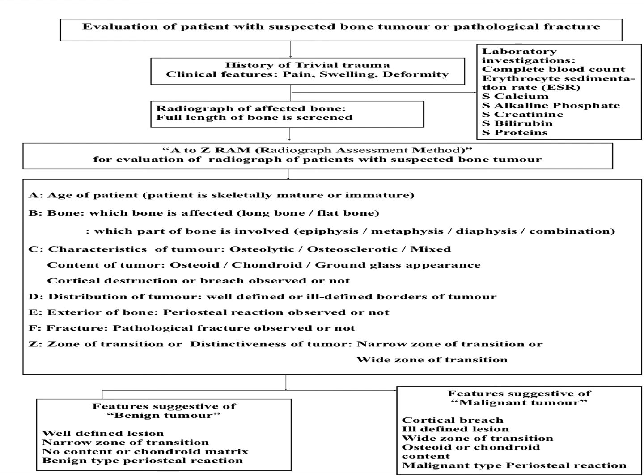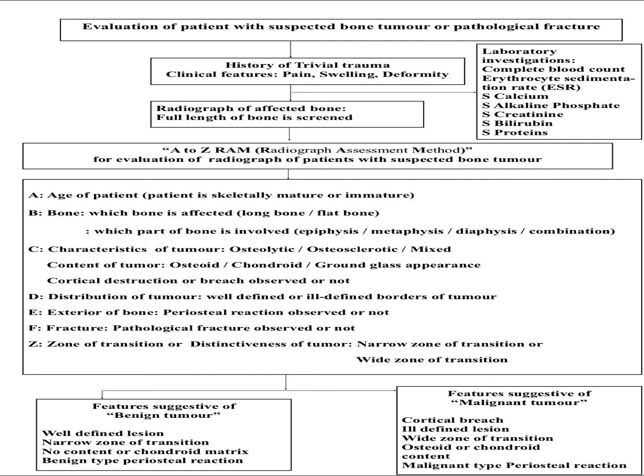So if we are evaluating a patient with a suspected bone tumor or pathological fracture, first it is important to ask the history. So whether there is a history of trivial trauma; clinical features in any bone tumors include pain, swelling, and deformity. This is followed by a radiograph of the affected limb, and an important point is to get a full length radiograph of the bone which is affected. So if it's the distal end radius, go from distal end radius to proximal radius, which includes the elbow joint and wrist joint. If it's a lesion involving the femur, it should be screened from hip to femur completely.